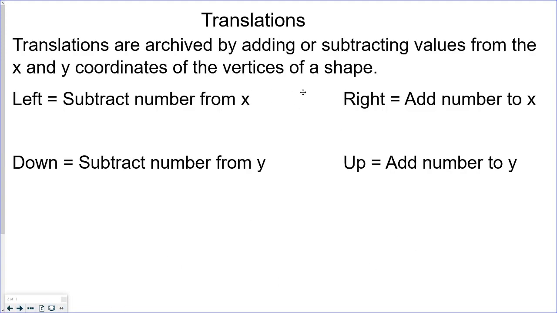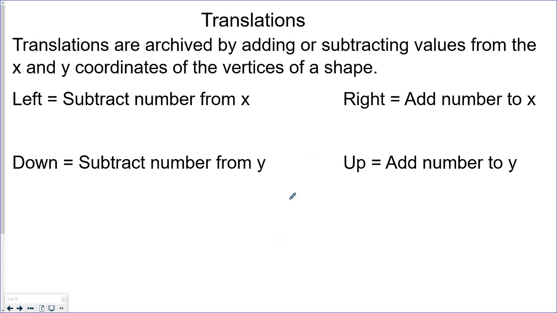So a translation, as I said before, is just pushing an object left to right, up and down. The simplest mathematical explanation: a translation is simply subtracting or adding numbers to the x and y coordinates. If you move left, you subtract it from the x. If you move down, you subtract it from the y. If you move right, you add it to the x. If you move up, you add it to the y. So translations are just adding and subtracting numbers to the x and y values of the points.